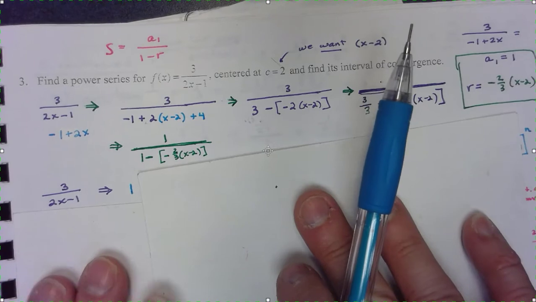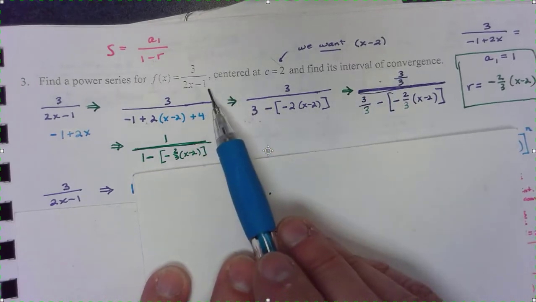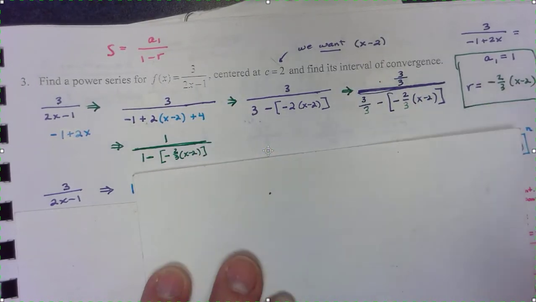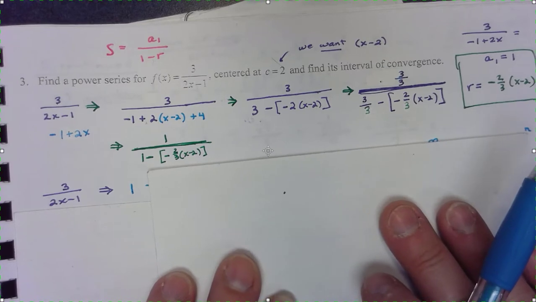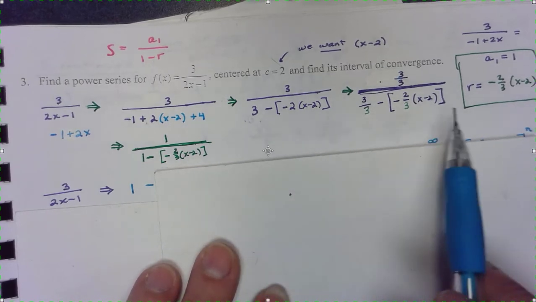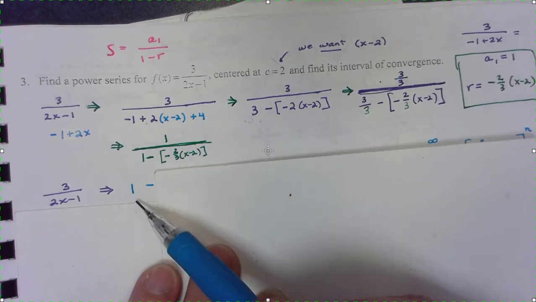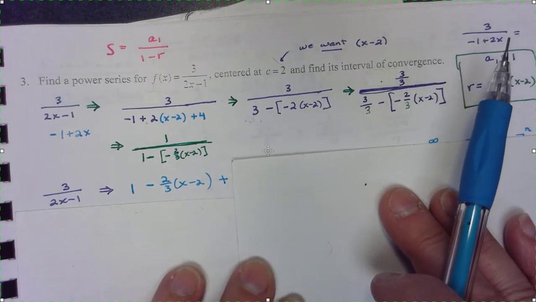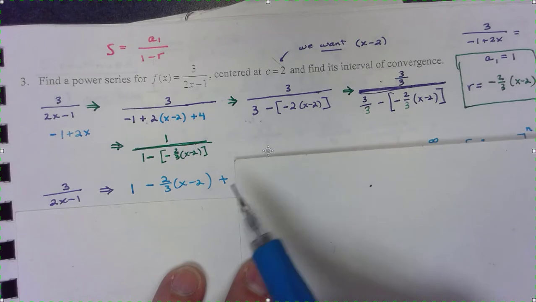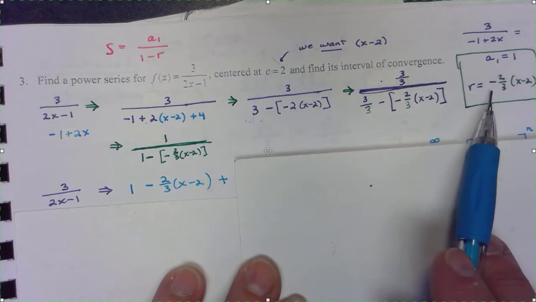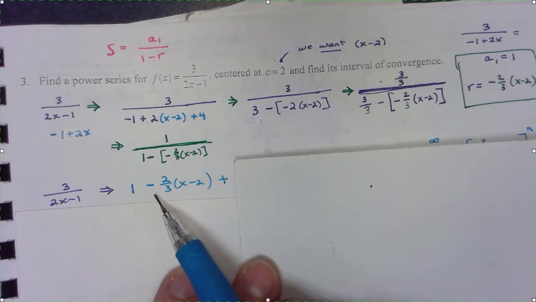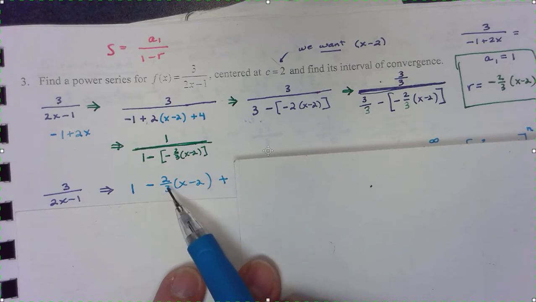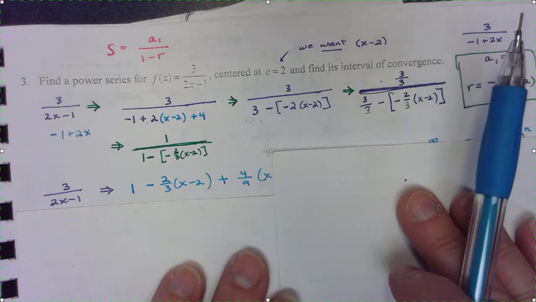Let's list out some terms. So we are rewriting this. Okay, so that's 1. Now, when I multiply my a1 by one factor of this, I get negative 2/3 times x minus 2. This has a negative in it, so I'm going to multiply by negative again. That will be positive. This is 4/9, and this is x minus 2 squared.